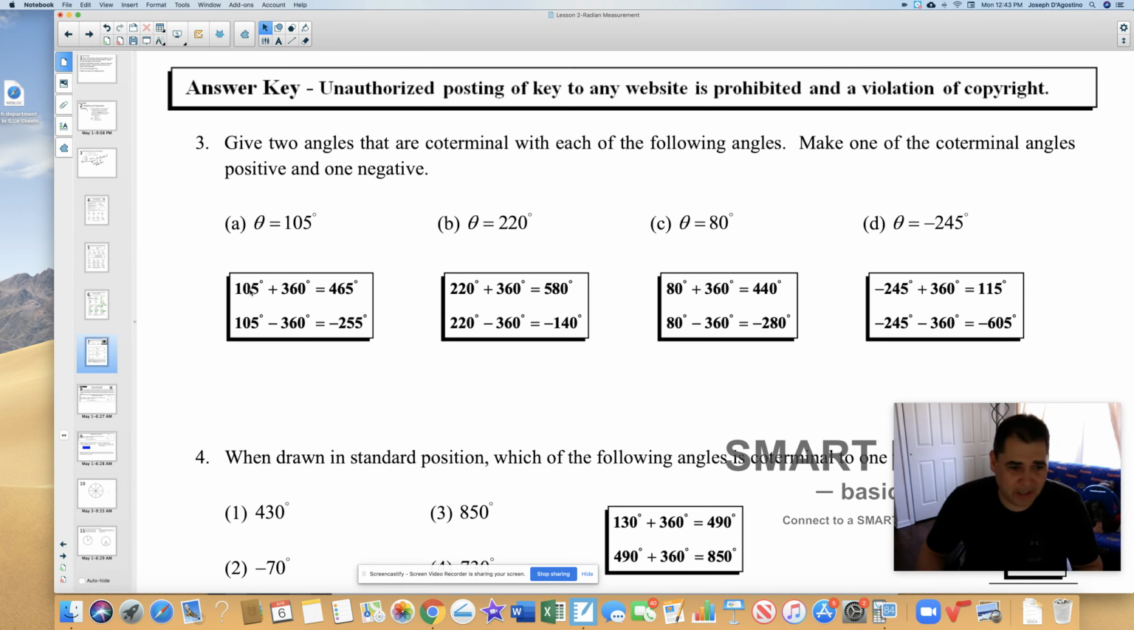So that's why in this case I took 105 and added 360, gives you 465, and then take the 105 and subtract 360, gives you negative 255. So these are coterminal angles. Again, coterminal angles are angles that terminate in the same spot. All right, 220, add 360 and then subtract 360. 80, add 360, subtract 360. Now, if the angle's already negative, I can add 360, and then I can subtract 360, just that this is going to be even more negative.